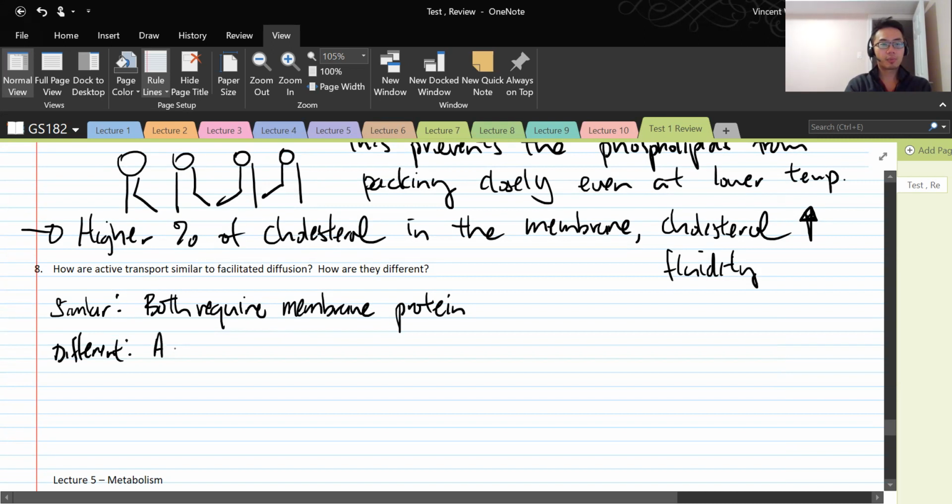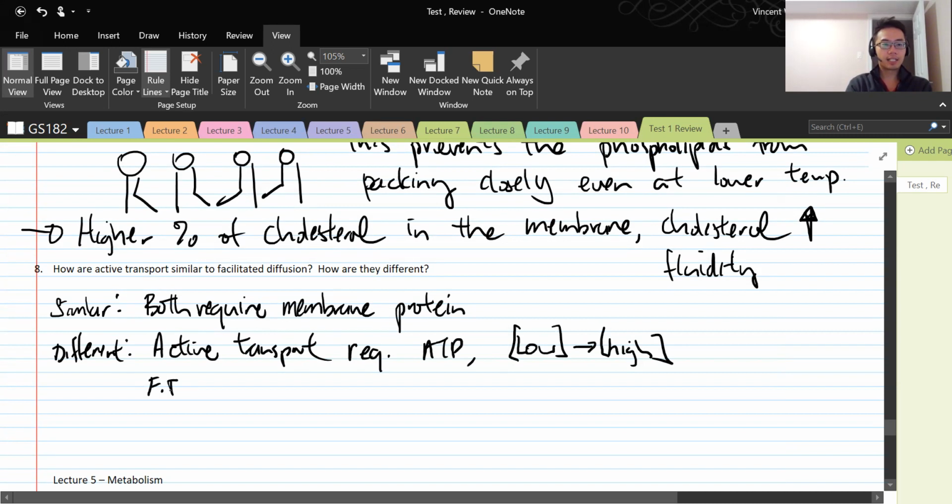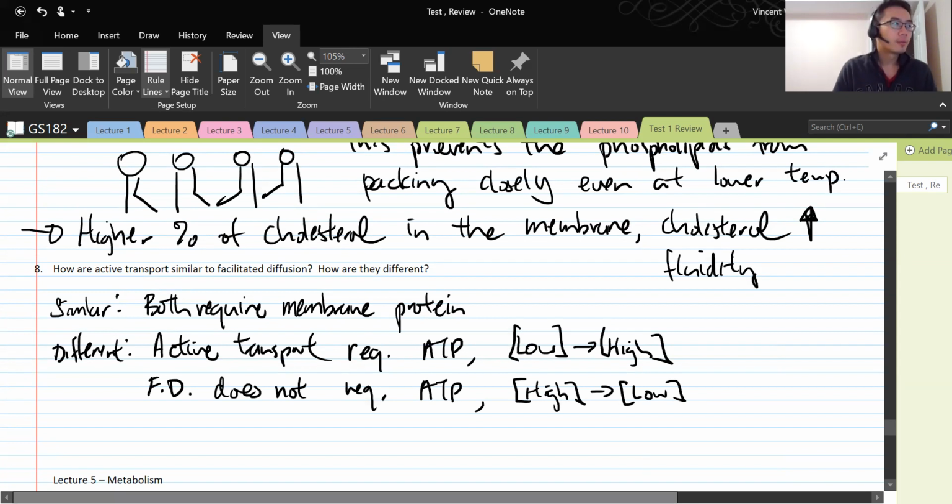Well, active transport requires ATP, and it's going from low to high concentration. Whereas facilitated diffusion does not require ATP because it's passive transport, and it goes from high concentration to low concentration. Right? So that is that for lecture number 4.